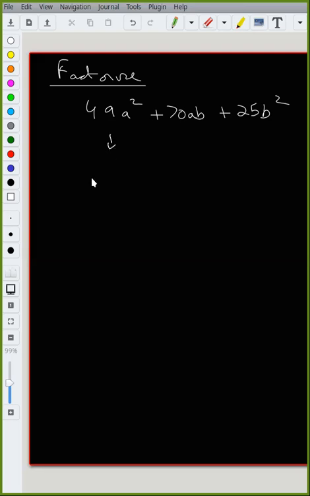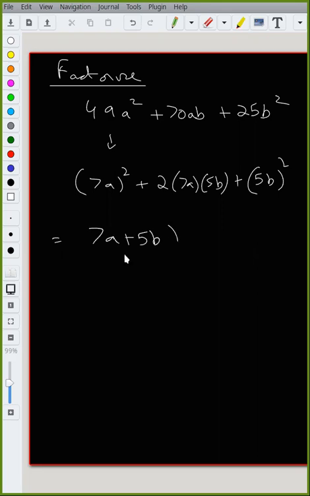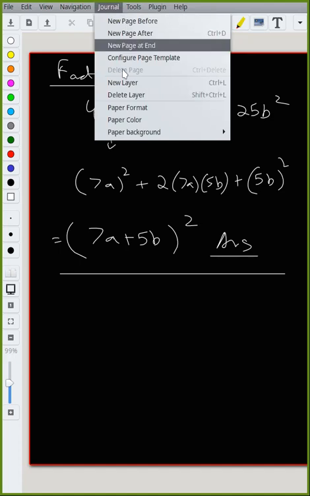So I can write this as (7a) the whole thing squared, plus 2 into 7a into 5b, plus (5b) the whole thing squared. So which identity is this? Identity 1, a squared plus 2ab plus b squared. So that is (7a plus 5b) the whole thing squared. Everyone clear? Siddharth, is this clear? Okay. Do another question.